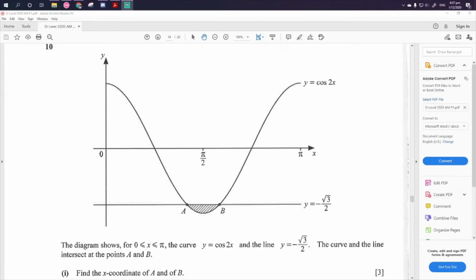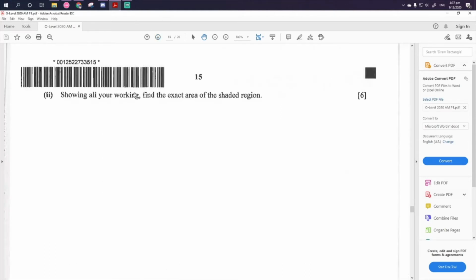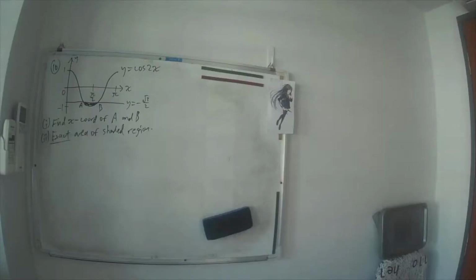Question 10. The diagram shows, for 0 to pi, the curve y equals cosine 2x and the line y equals negative square root 3 over 2. The curve and the line intersect at points A and B. Find the x-coordinate of A and B. The other part is just showing all your working. Find the exact area of the shaded region. Exact is the important thing, but we're going to do this in one take.